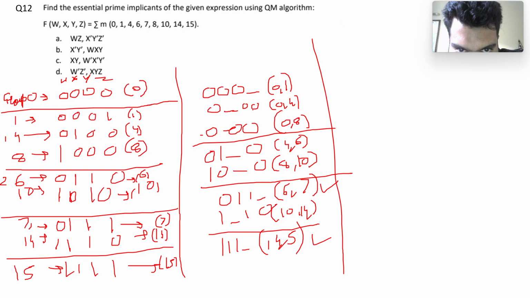Let me just check it again. So 0 0 0 0, yes, so 6 7 14 15, so we get 6 7 14 15 is the thing we get here.